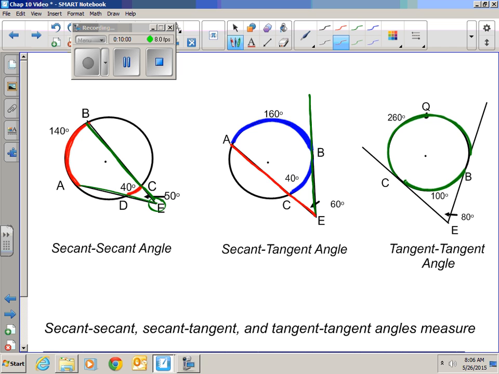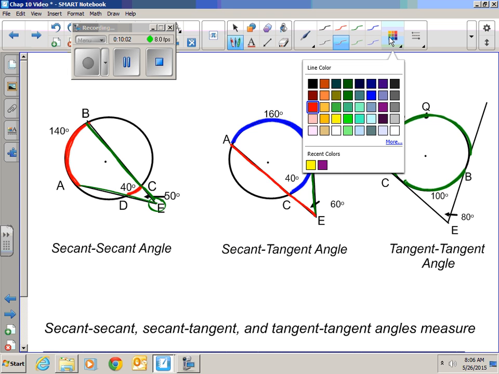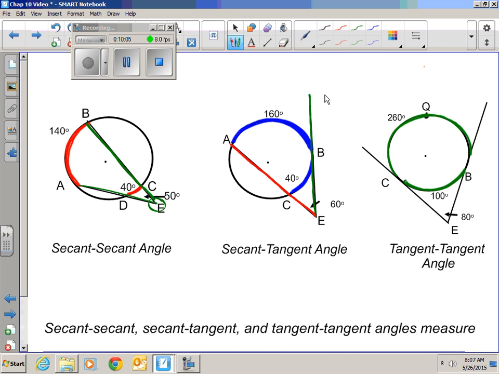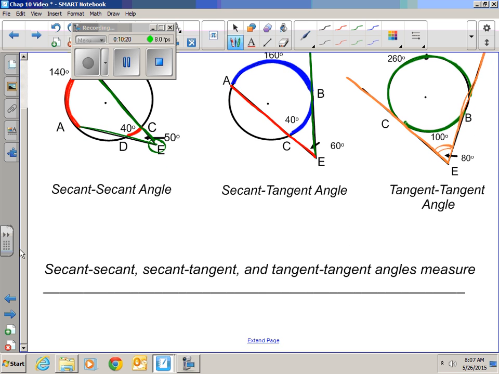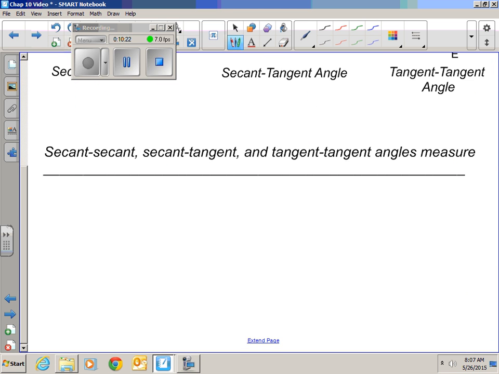And the third type, let's switch colors here, a little orange, is a tangent tangent angle. So this line right here is a tangent. This line right here is also a tangent. So this angle is going to be a tangent tangent angle. All of these angles are going to equal, so the measure of the angle is equal to 1/2 the difference of the arcs this time. The difference of the arcs.